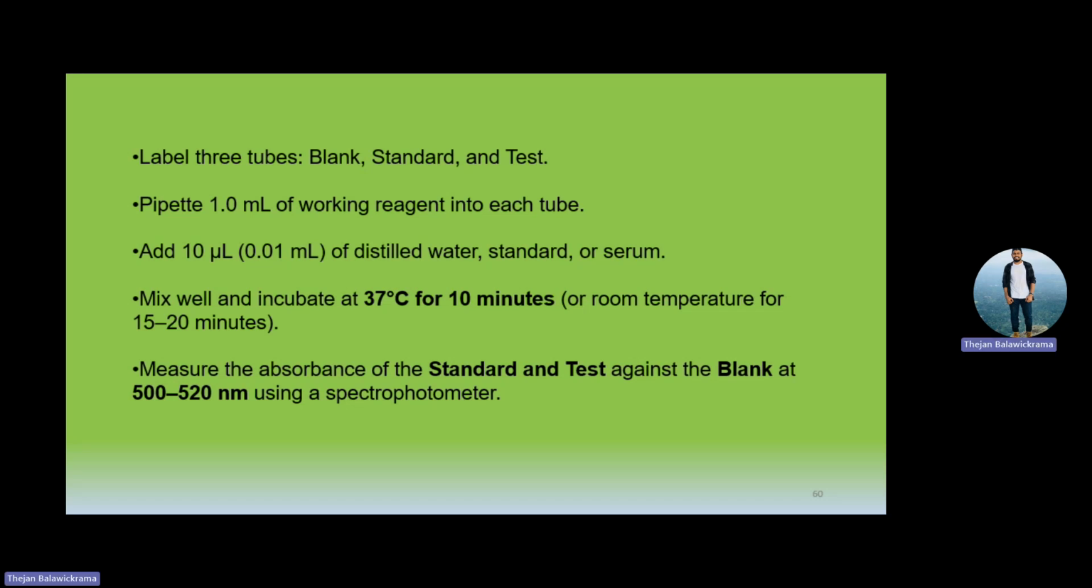Then we do the incubation part. I think we were talking about what incubation is in our previous session, right? This is for 10 minutes, right? So 37 degrees, or room temperature for 15 to 20 minutes. Right. That is incubation. Then we measure the absorbance. Absorbance is the color intensity.